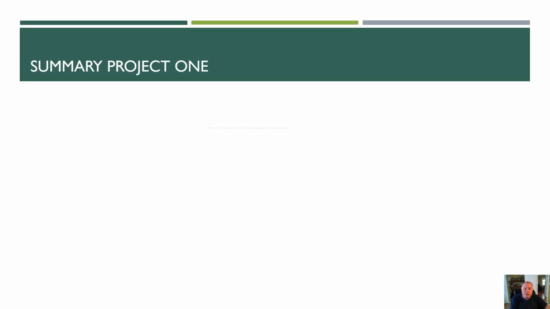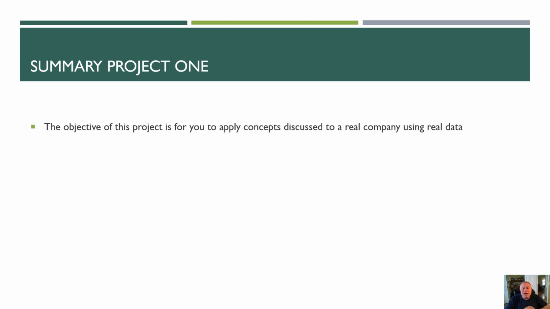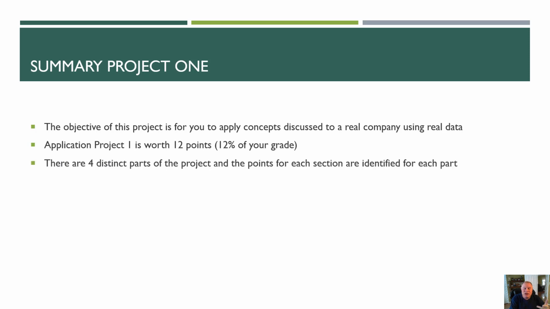Brief summary of the project. The idea of this is for you to apply the concepts discussed in our lectures to a real company using real data. The first step in this is understanding the company. The application project is worth 12 points, 12% of your grade. There are 4 distinct parts of the project, and the points for each section are identified.